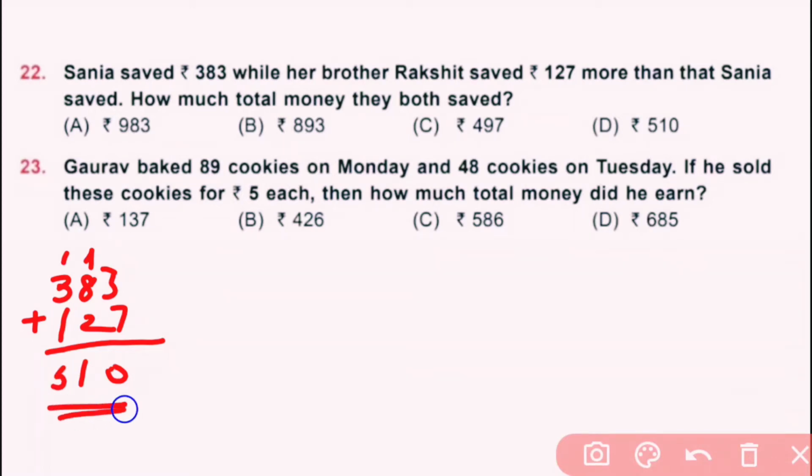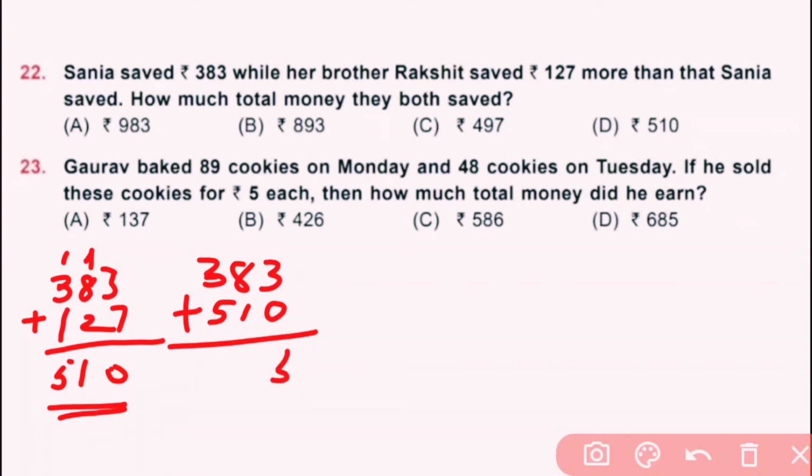So 510 rupees. And how much total money they have saved means addition of Sania's money, 383, plus Rakshit's money. Rakshit's money is 510, and the total of both is 3 plus 0 is 3, 8 plus 1 is 9, 3 plus 5 is 8. So they saved 893 rupees. So here B is the correct answer.